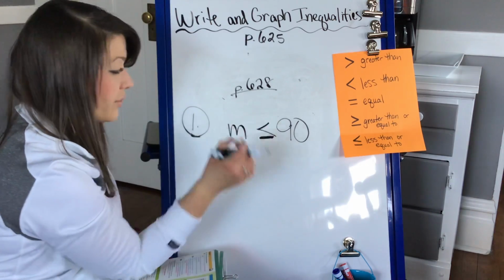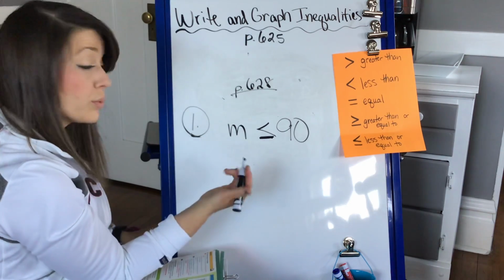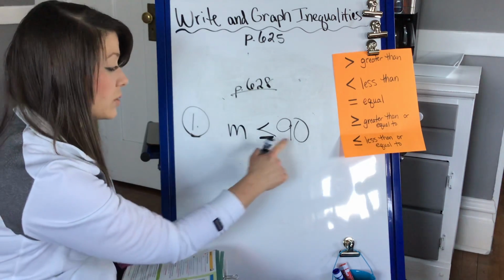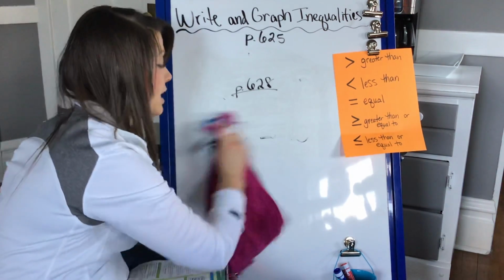So now I have to think about every single one, does it include that number? If it does, I add the line on the bottom. The way you read them is M is less than or equal to 90. Okay? All right, so that's the first half of the lesson.